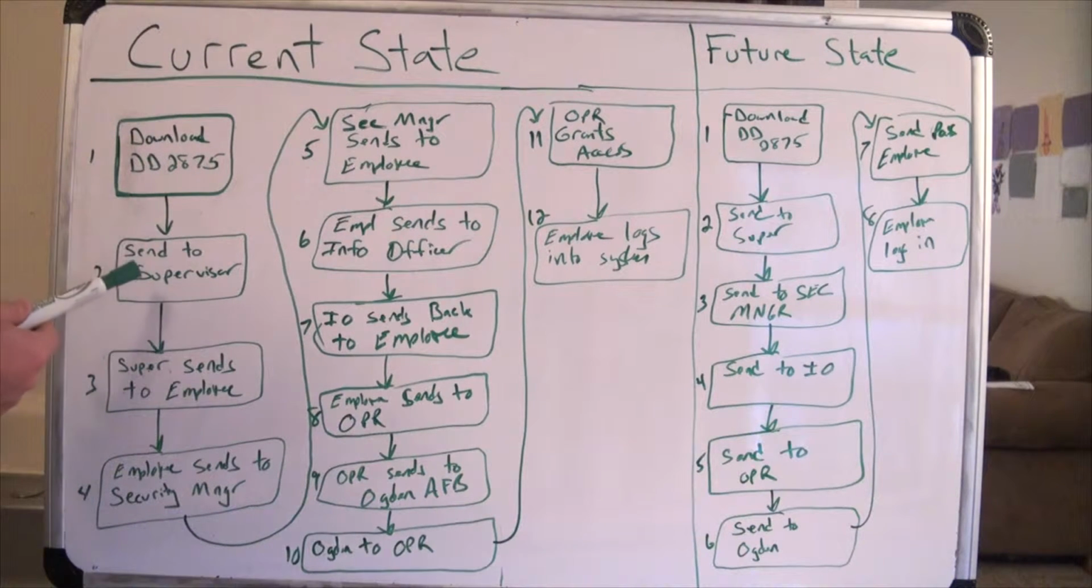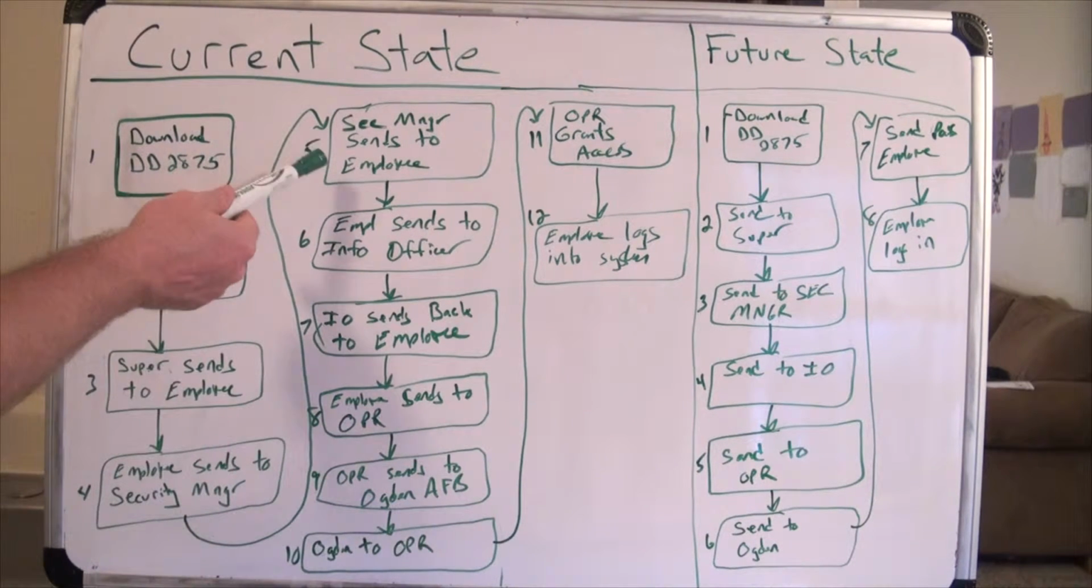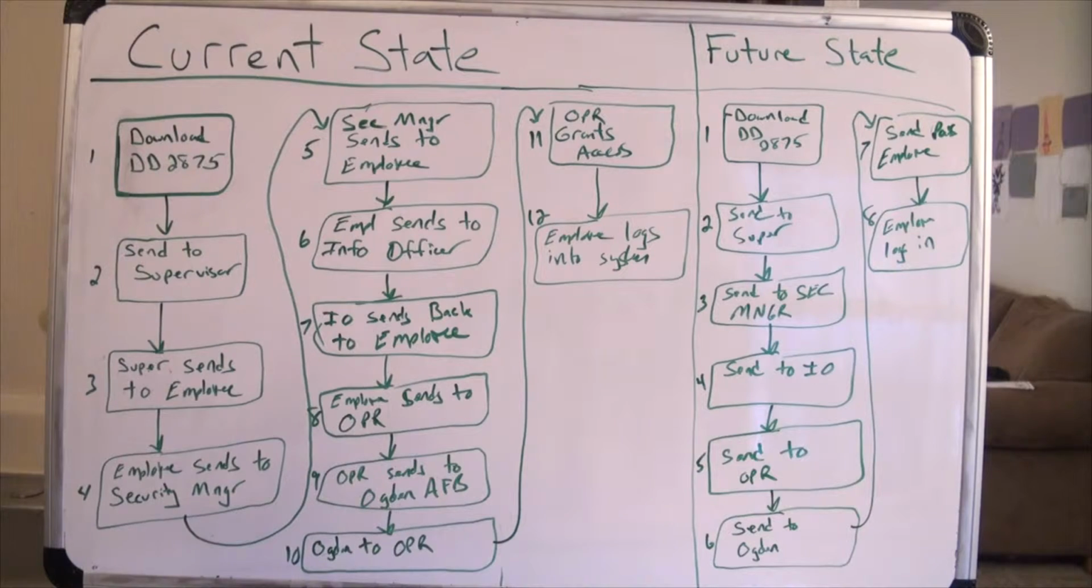Then your supervisor signs it and sends it back to you. The supervisor sends it back to the employee. The employee then has to send it to the security manager to get approvals through security. Security manager then sends it back to you, the employee.